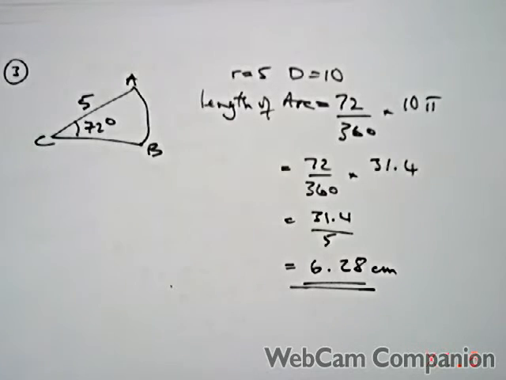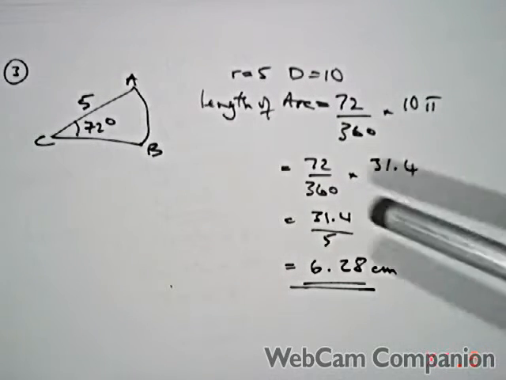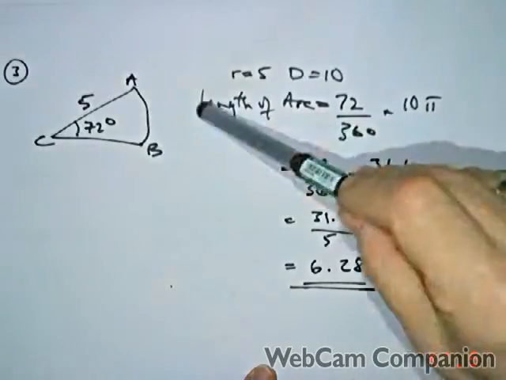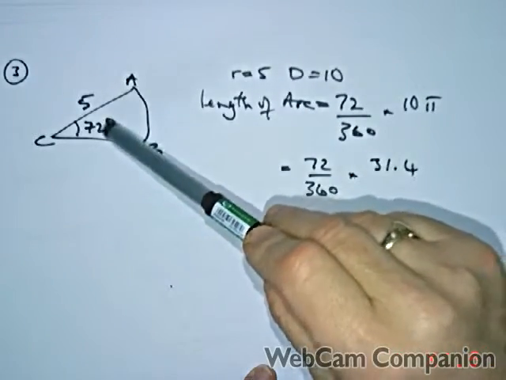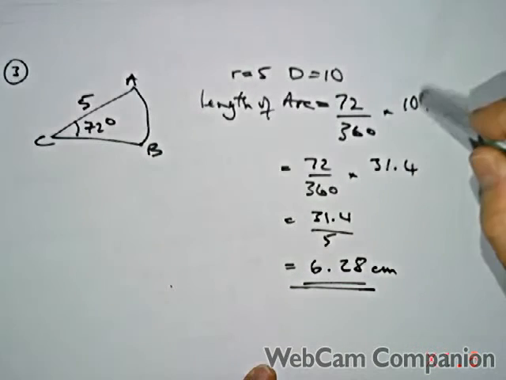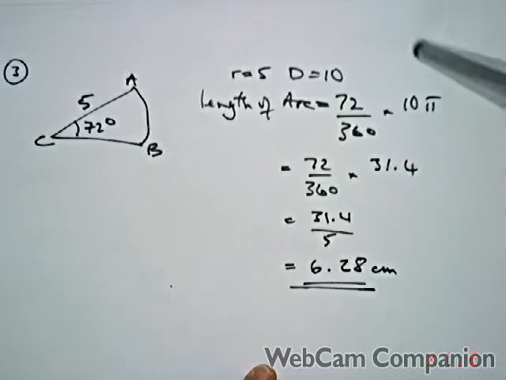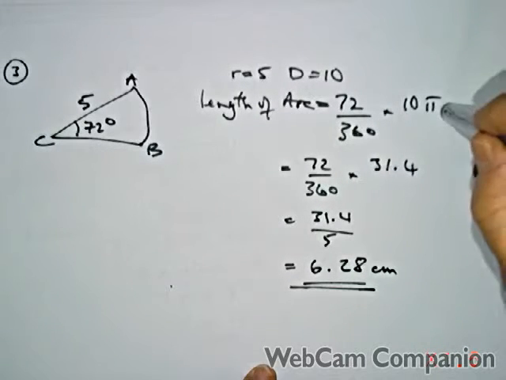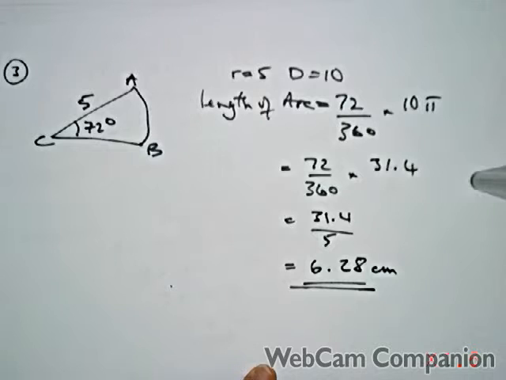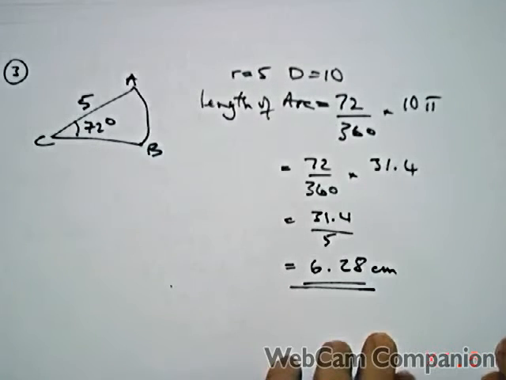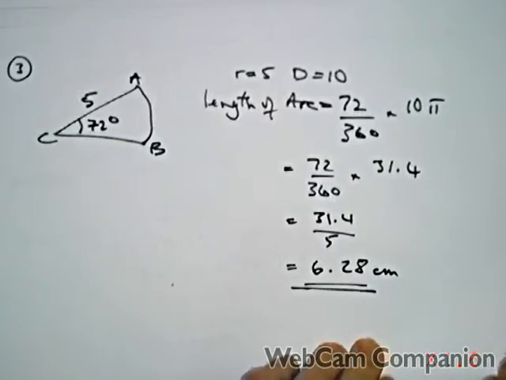Second question is asking about arc length, so immediately we should write the formula. Length of arc is the angle fraction, 72 over 360, times pi d. Well, the radius is given as 5, so the diameter's 10, so it's 10 pi. 72 over 360 is 1 over 5. Pi is 3.14, 10 times that's 31.4. Divide by 5, 6.28 is what I got for that one.